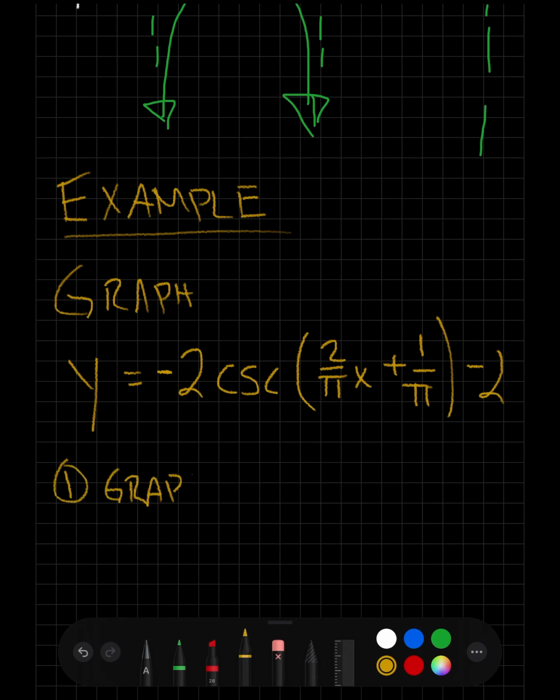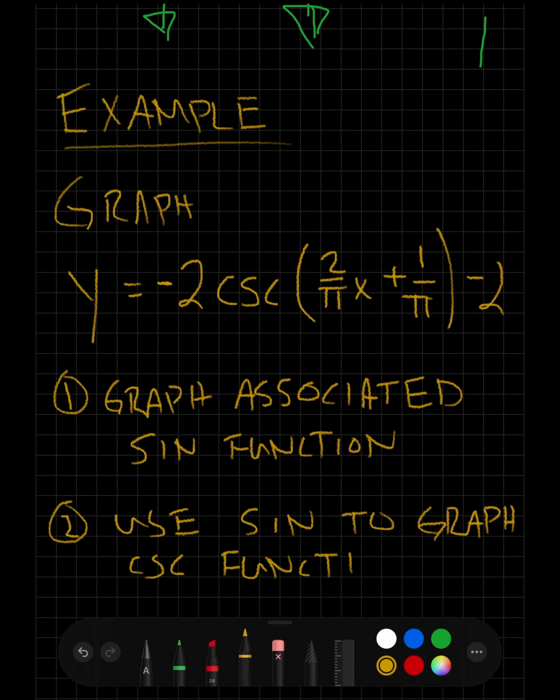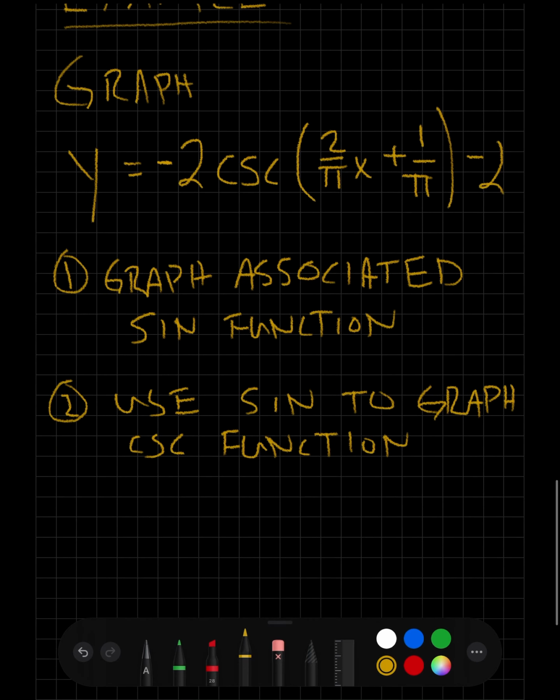So what we're going to do is follow the same steps. We're going to graph the associated, in this case, the associated sine function. And then we're going to use that sine function to graph the cosecant function that we want. So let's start off by figuring out what that associated sine function is.